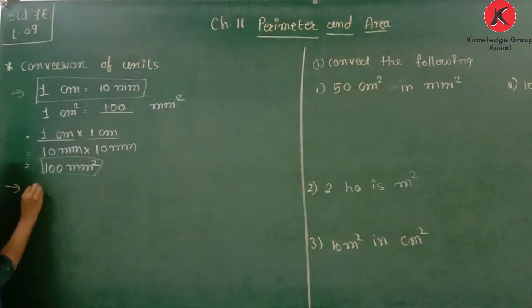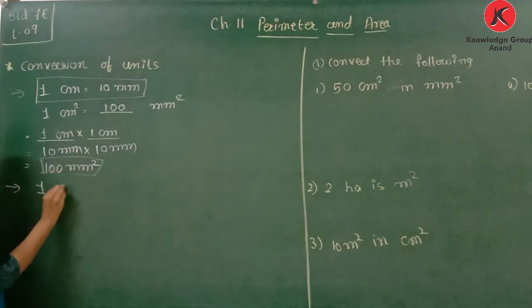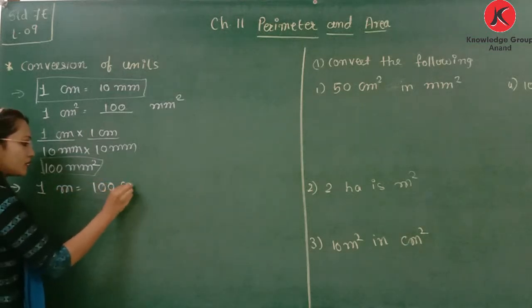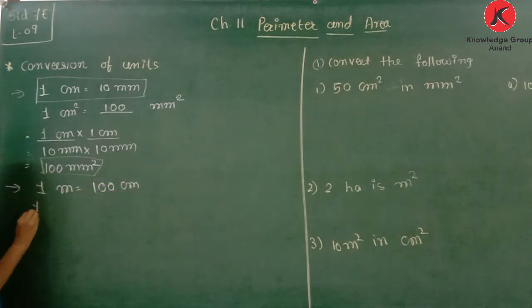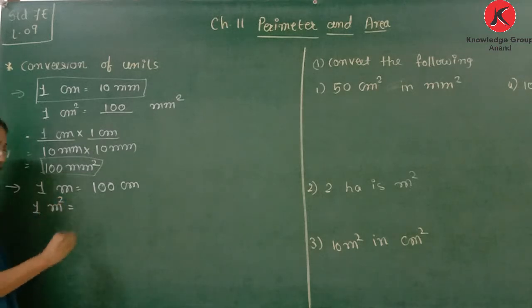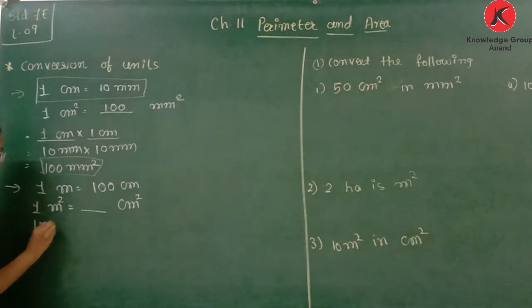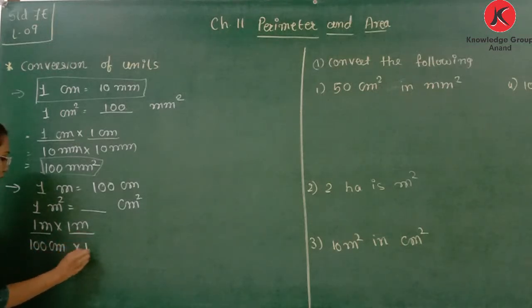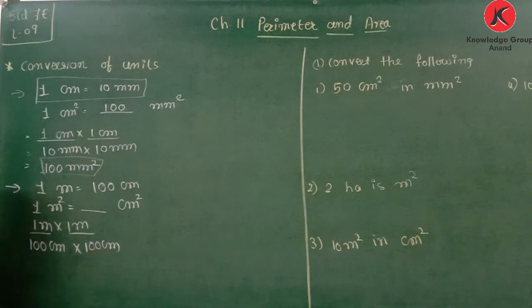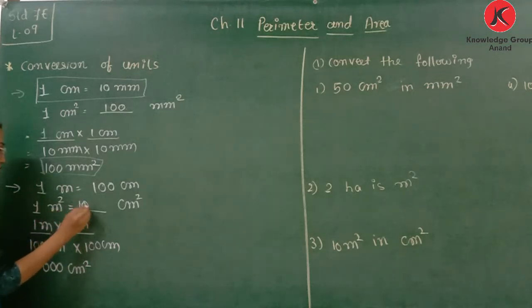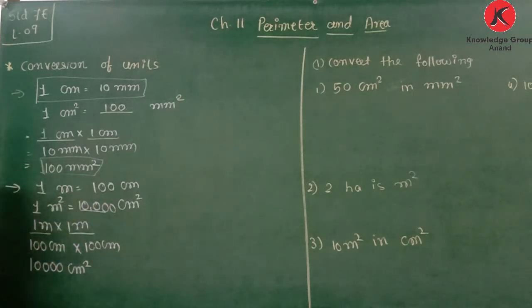Okay. Second, 1 meter is equal to 100 centimeter. So what will be 1 meter square in centimeter square? For that, 1 meter square is equal to 1 meter multiply 1 meter. 1 meter is equal to 100 centimeter and this 1 meter is also 100 centimeter. So it is 10,000 centimeter square. So 1 meter square is equal to 10,000 centimeter square.